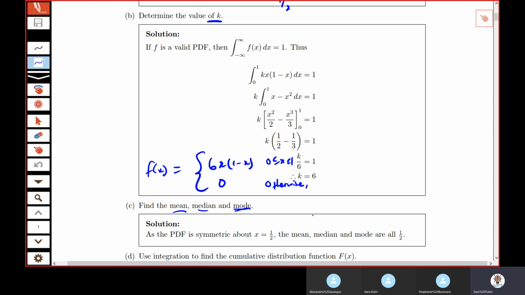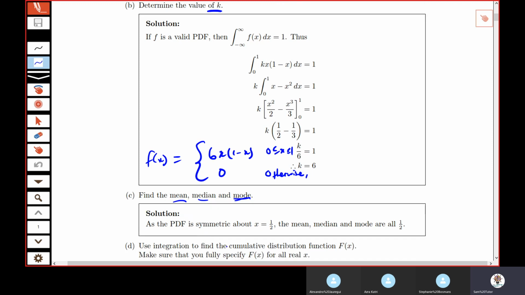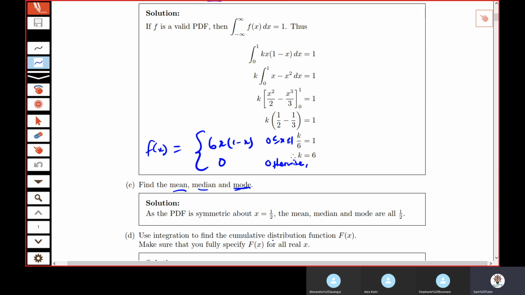Now the most important one is this next part. Use integration to find the cumulative distribution function. Make sure that you fully specify f of x for all real x. Now, it's really important to learn how to write your f of x's, these cumulative distribution functions, and how they work. And that's what I'm trying to hopefully clear up today.